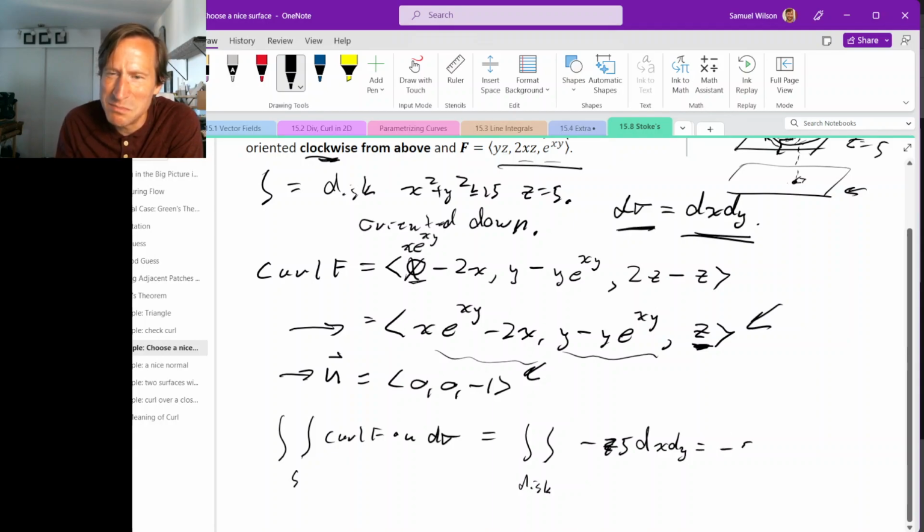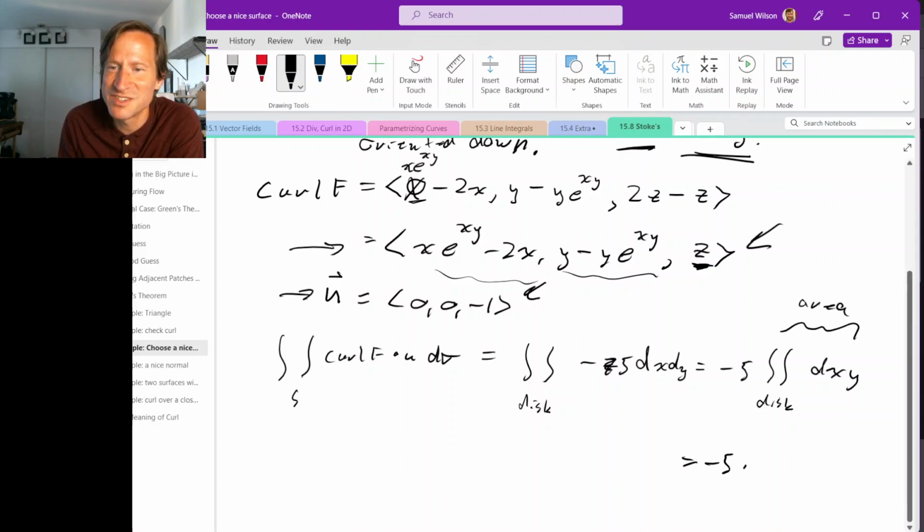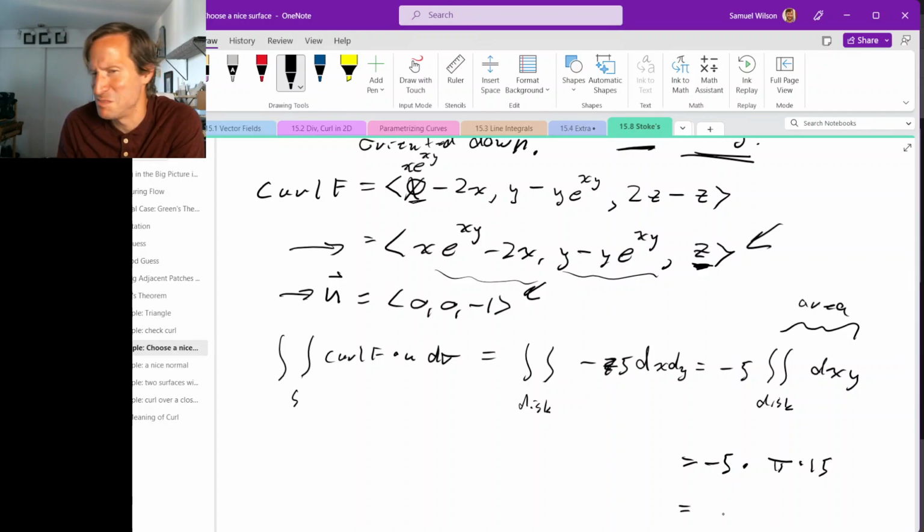So this is just going to be minus 5 times the integral over the disk of dx dy, but that's just going to be, right, this is just the area of the disk. And the disk has radius square root of 15, so this is minus 5 times pi times r squared, so pi times 15. So whatever this turns out to be, minus 75 pi, something like that. All right.